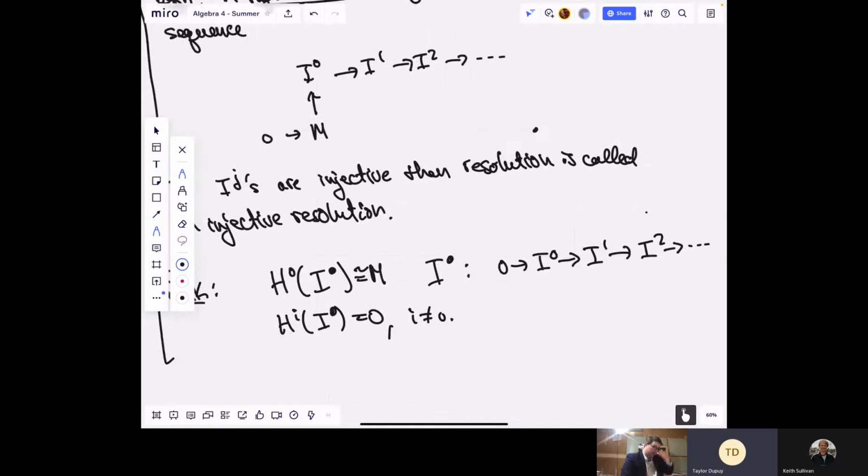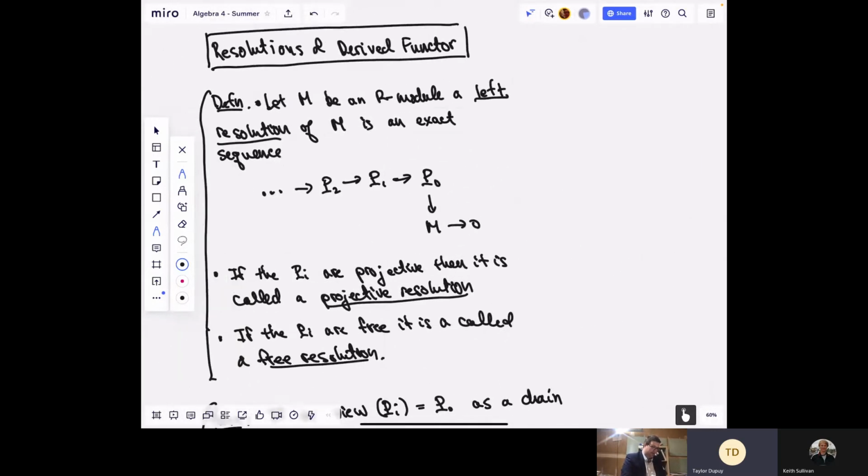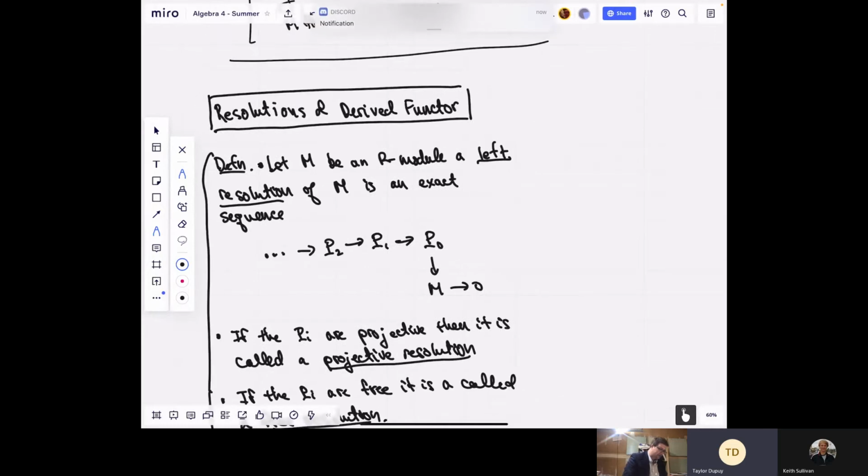All right. So given these resolutions, we're going to use them to define our derived functors.